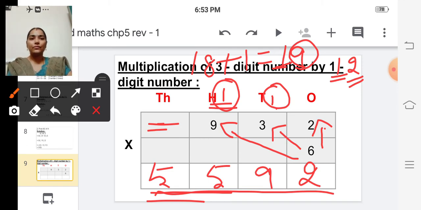5592. Okay children. So first we have to start from the ones place. So we have to multiply from right to left. Is it clear children? Shall we see one more example? Yes.